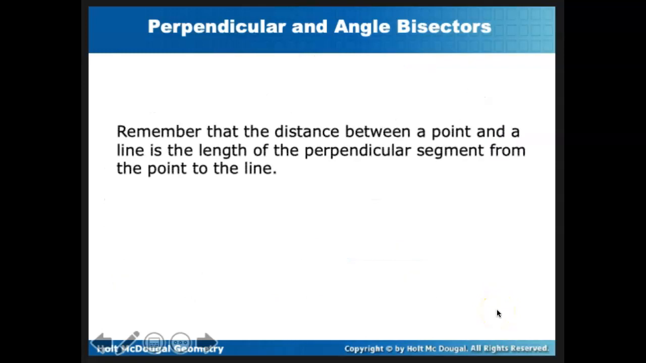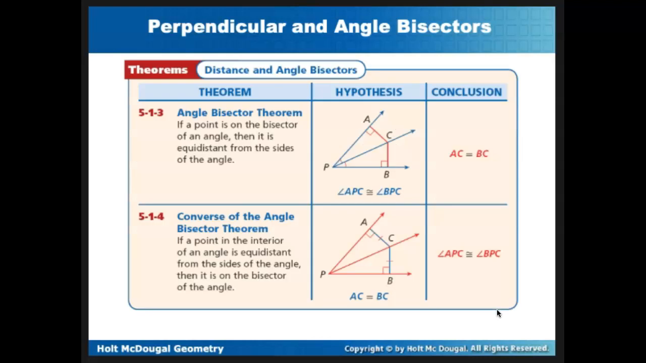Remember that the distance between a point and a line is the length of the perpendicular segment from the point to the line. Because when we talk about distance, it's always the shortest distance. So that perpendicular line is the shortest distance. The angle bisector theorem tells us that if a point is on the bisector of an angle, then it is equidistant from the sides of the angle. The converse of the angle bisector theorem: if a point in the interior of an angle is equidistant from the sides of the angle, then it is on the bisector of the angle. These do have to be perpendicular lines.